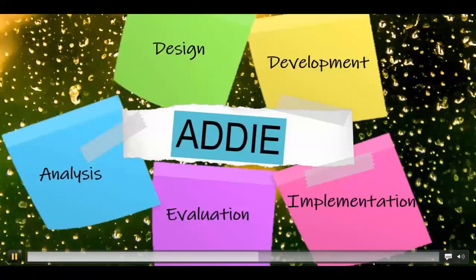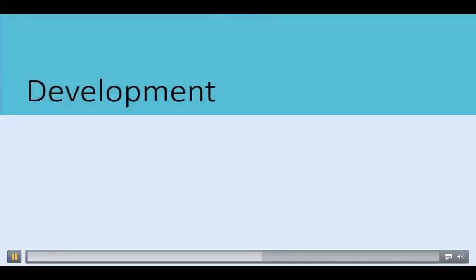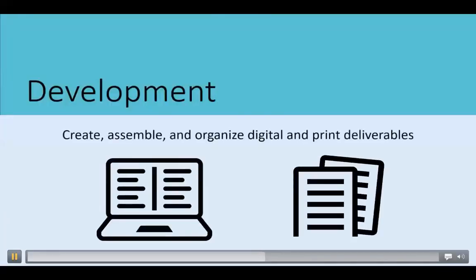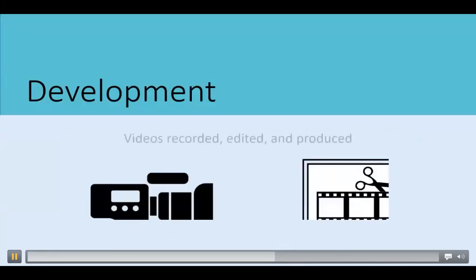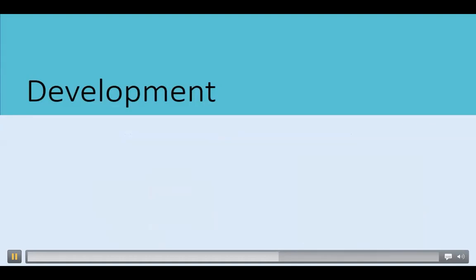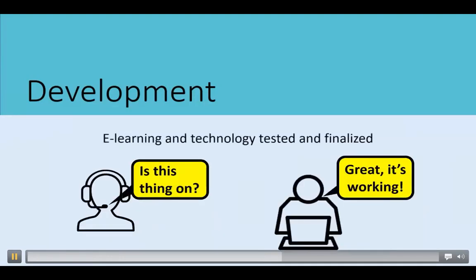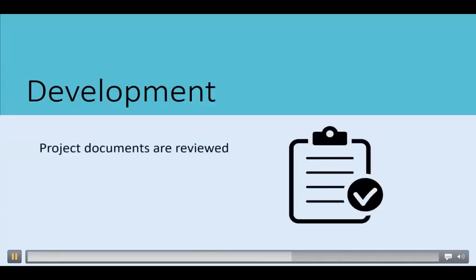Several important activities happen during the development stage. The developers create, assemble, and organize the digital and print deliverables that were begun in the design phase. Training videos are recorded, edited, and produced. E-learning and any technological aspects of training are tested and finalized. The project documentation of the strategies are further reviewed, and feedback is given to the instructional designers.